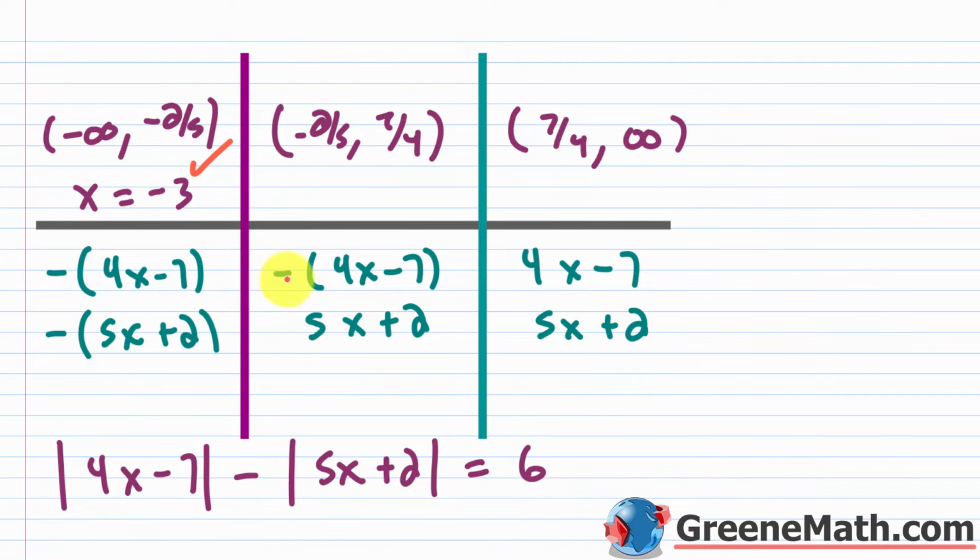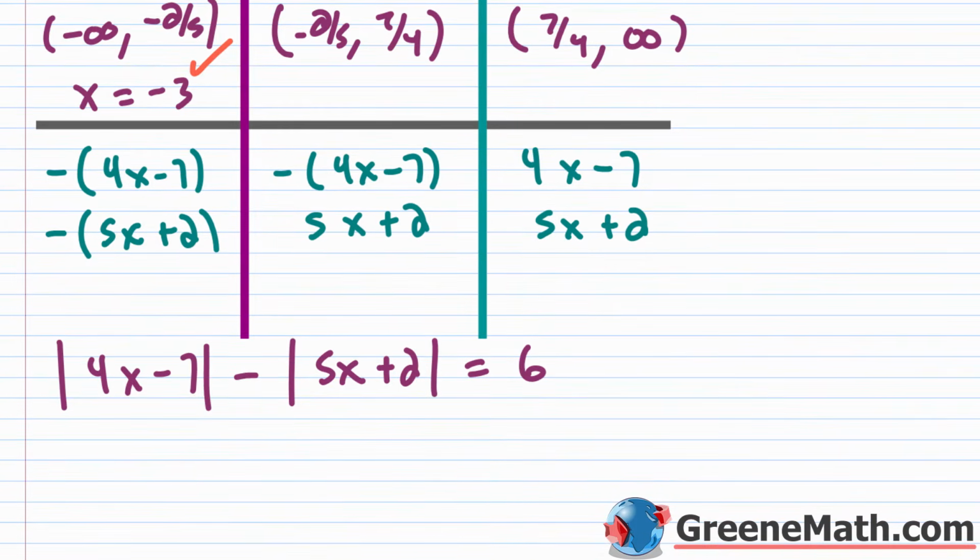So let's look at this interval here between negative 2/5 and 7/4. So we have that this guy is negative and this guy is positive. Okay, so let's take this first guy and say it's the negative of the quantity 4x minus 7, then minus. Now this guy is positive here, but again, because you have this negative here, you have to subtract the whole thing away.